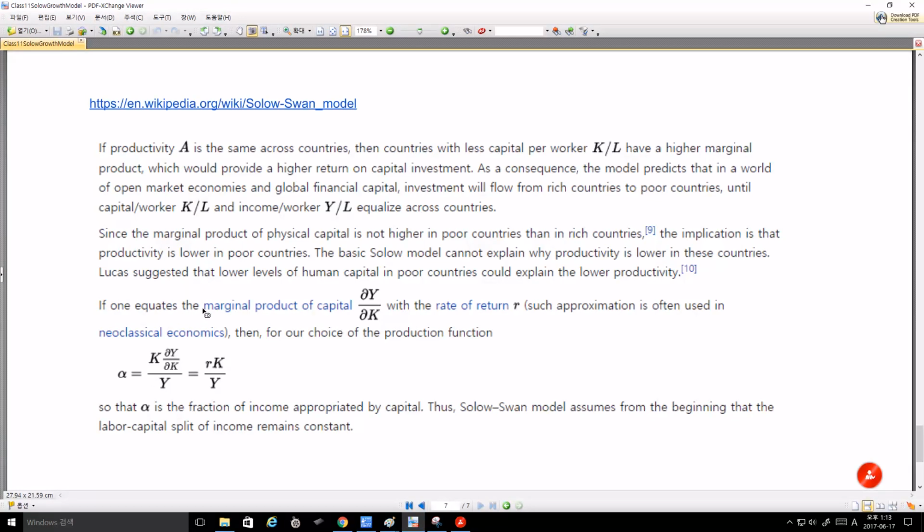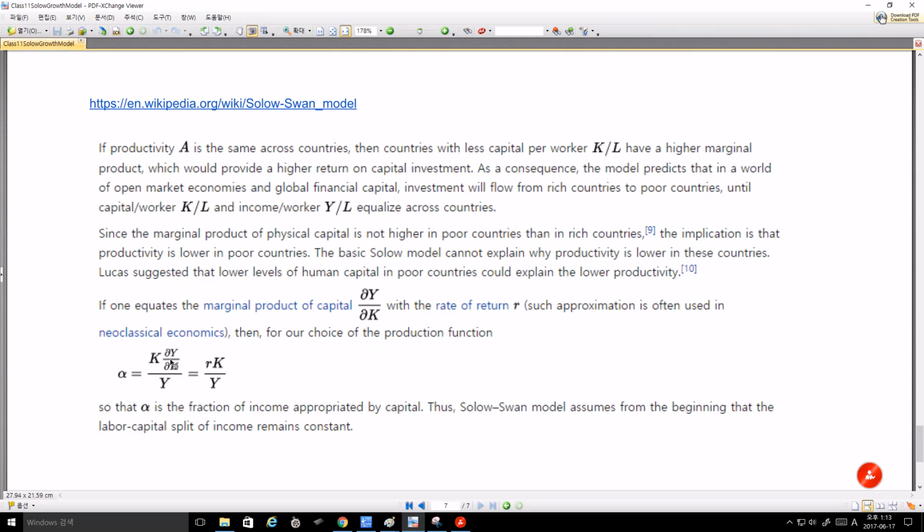And if one equates the marginal product of capital with the rate of return, we will put in capital until the cost of capital, which is the rate of return, is the same as the marginal product of capital. Such an approximation is often used in neoclassical economics.